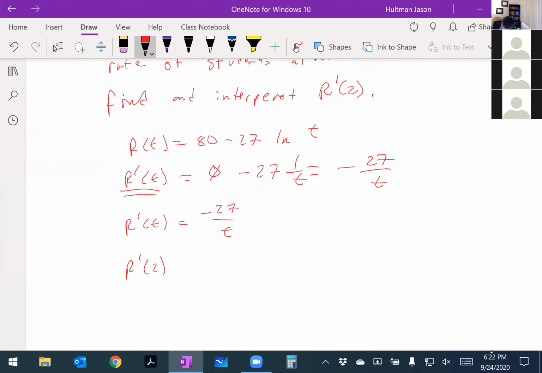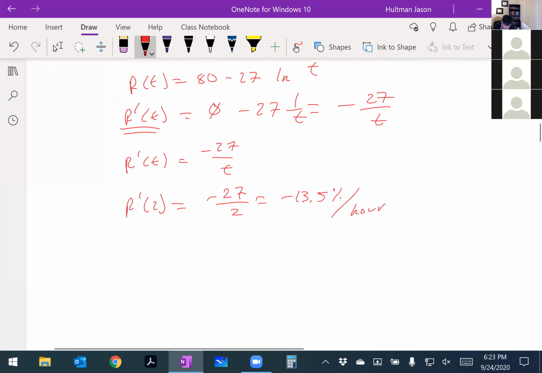Okay, R prime of 2. This is how fast you are losing your memory after 2 hours. How fast are you losing your memory after 2 hours? This is negative 13.5, so negative 13.5% per hour. And that means that it's going down fast. Every hour, at that point, you're losing another 13.5%.